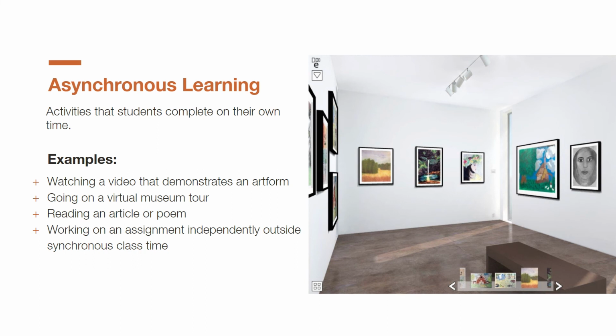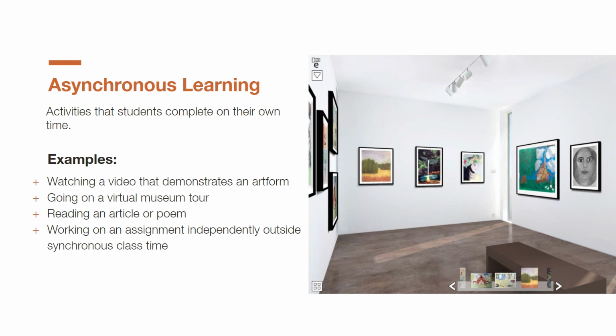Asynchronous learning consists of activities students complete on their own time. Some examples are watching a video to demonstrate an art form or going on a virtual museum tour. Other ideas include reading an article or a poem or working on an assignment independently outside of synchronous class time to extend learning. However, there are many asynchronous art classes that are available on the internet.